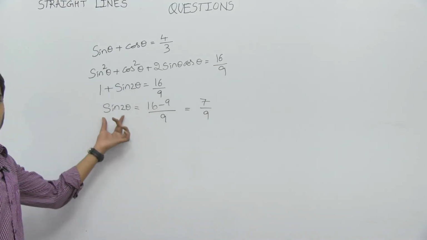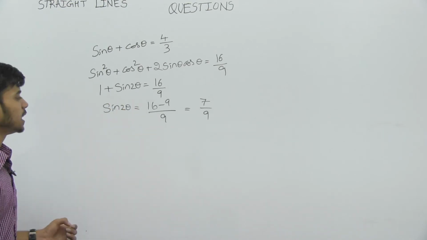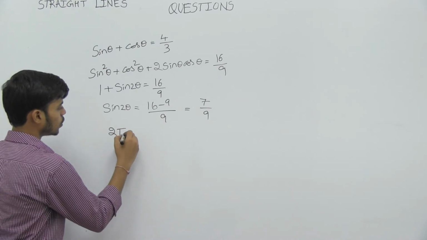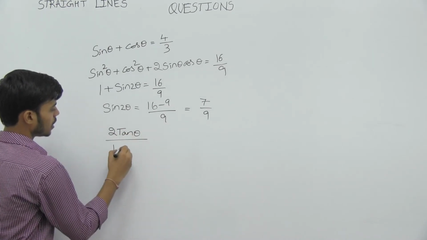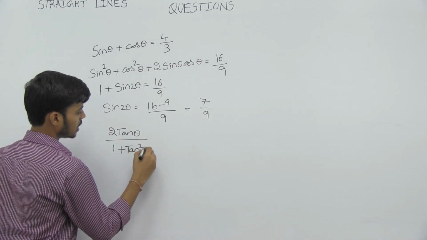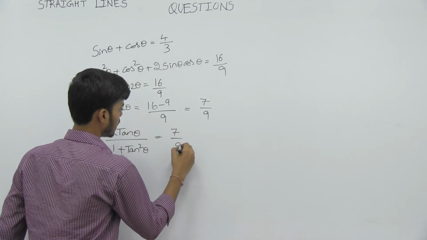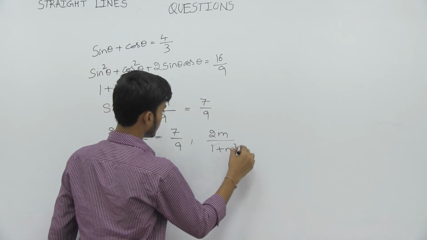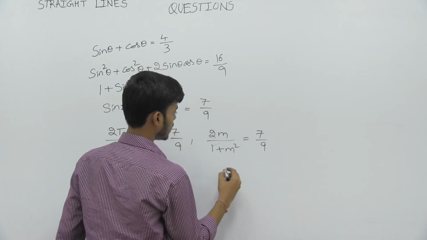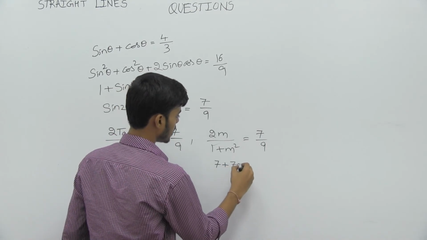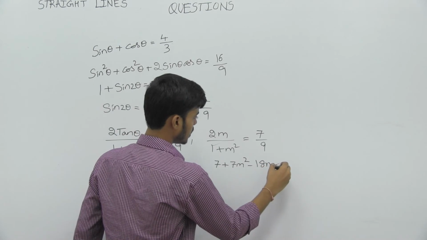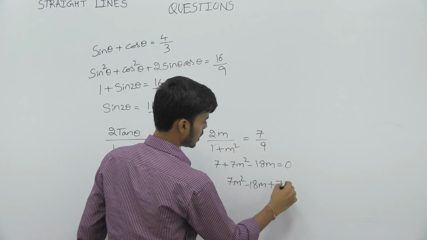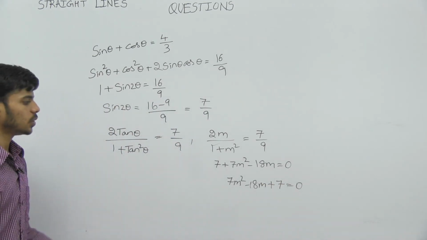Now let's write sin 2 theta in terms of tan theta, because we needed an equation in the slope of the line, and tan theta is the slope. So 2 tan theta by 1 plus tan square theta is equal to 7 by 9. So 2m by 1 plus m square is equal to 7 by 9. We have 7 plus 7m square minus 18m equal to 0. So 7m square minus 18m plus 7 is equal to 0. So this is the answer.